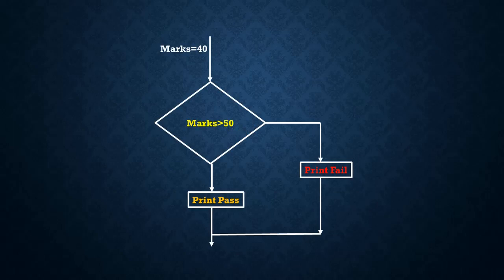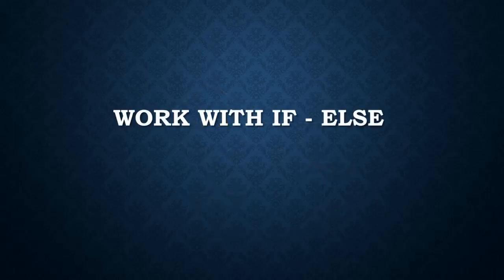Here, my marks is 40. I'm coming to the condition and then I'm checking the condition, that is false, because 40 is less than 50. So it comes this way and prints the fail value. Now, how are we going to write this program according to Java syntax, right?